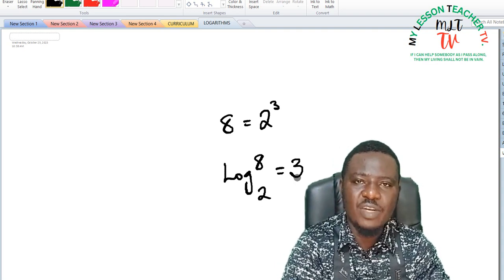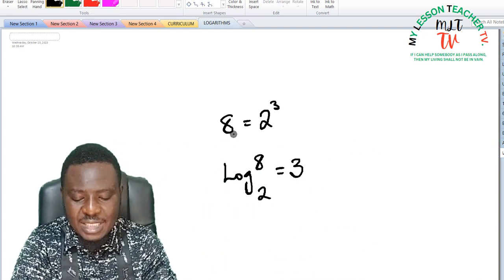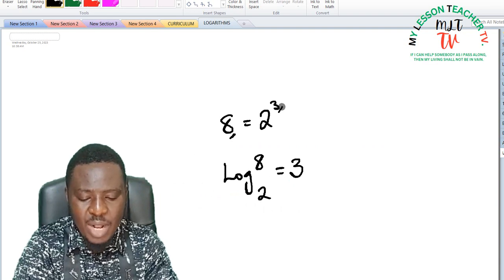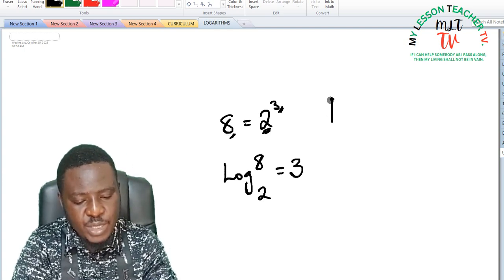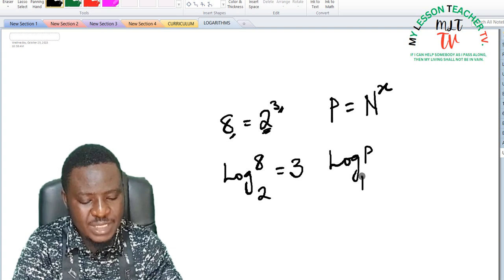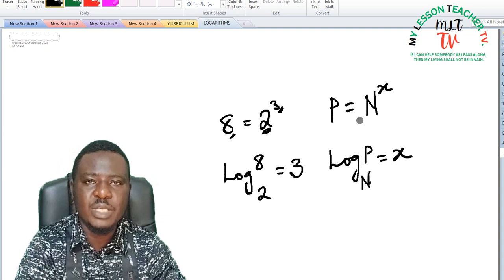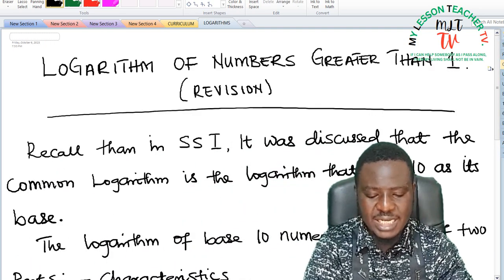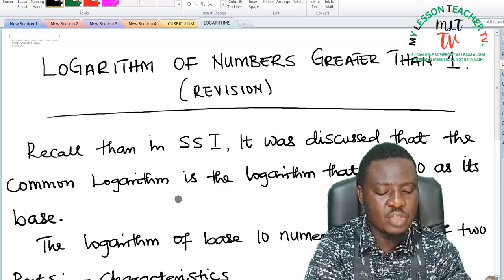That brings us to the definition of logarithm. What is logarithm? The logarithm of a number 8 is said to be the power 3 to which 2 must be raised to be equal to 8. So in general, if p is equal to n to the power x, we therefore have it that the logarithm of p to base n is the power x to which n must be raised to be equal to p.